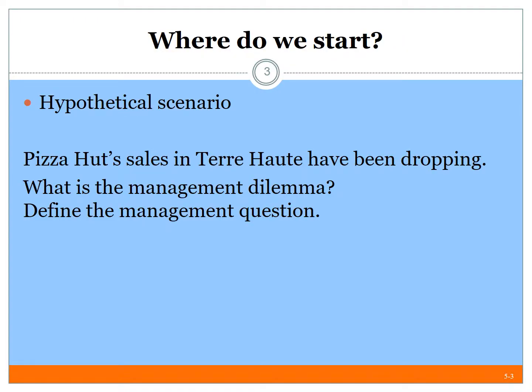Let's create a hypothetical scenario. So let's say that Pizza Hut sales in Terre Haute have been dropping. What is the management dilemma here? Well, the dilemma is that obviously sales have been dropping, but that's not the question that we're asking for our research. So we need to define a management question that, if we're going to do research to find out why sales have been dropping, is a specific question that helps to center our topic of research.